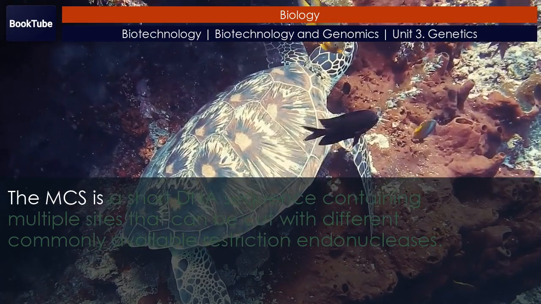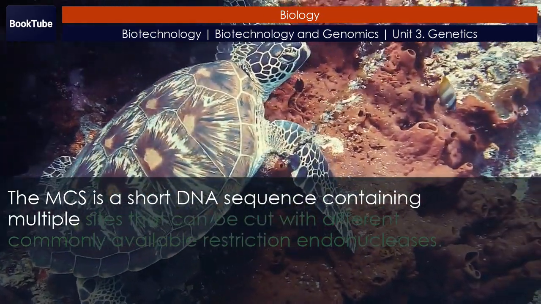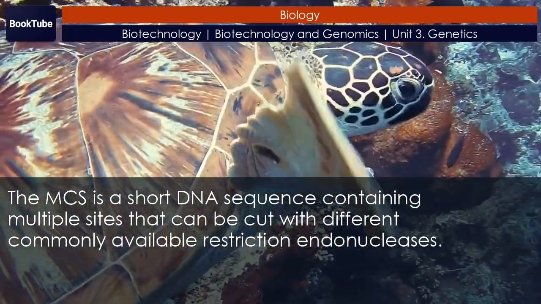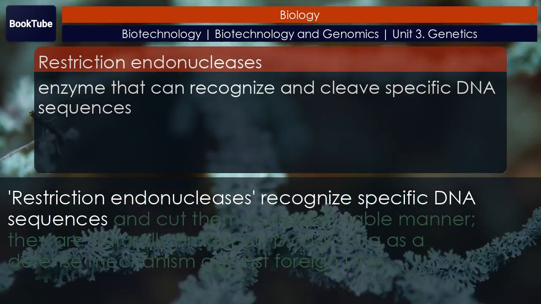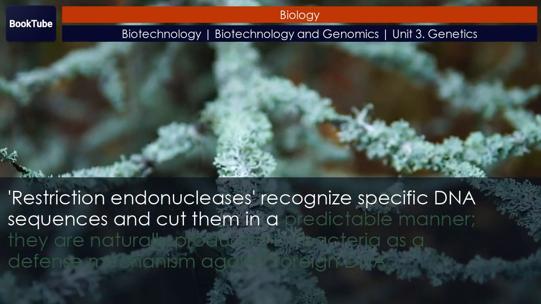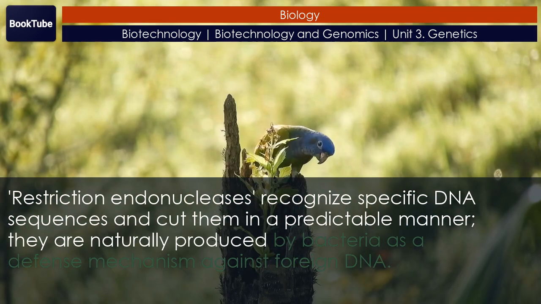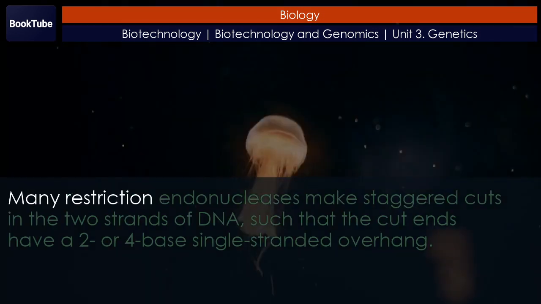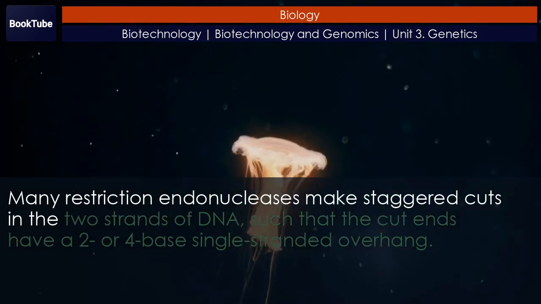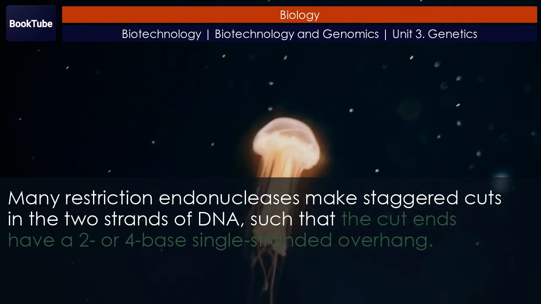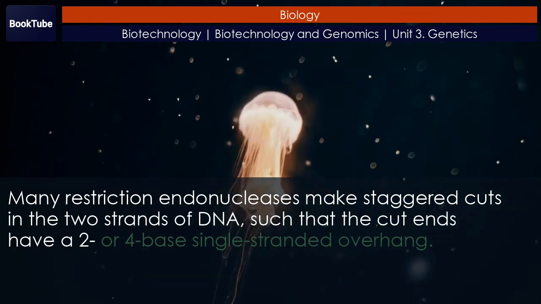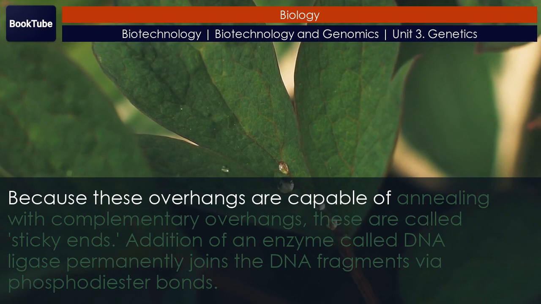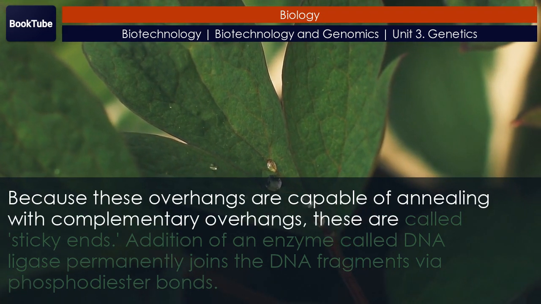The MCS is a short DNA sequence containing multiple sites that can be cut with different commonly available restriction endonucleases. Restriction endonucleases recognize specific DNA sequences and cut them in a predictable manner. They are naturally produced by bacteria as a defense mechanism against foreign DNA. Many restriction endonucleases make staggered cuts in the two strands of DNA, such that the cut ends have a 2 or 4 base single-stranded overhang. Because these overhangs are capable of annealing with complementary overhangs, these are called sticky ends.